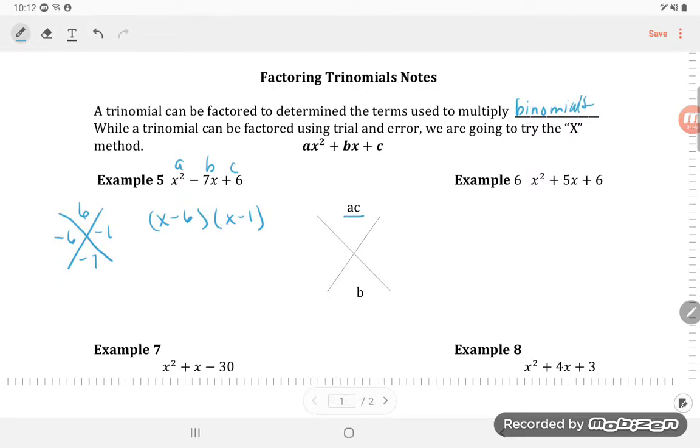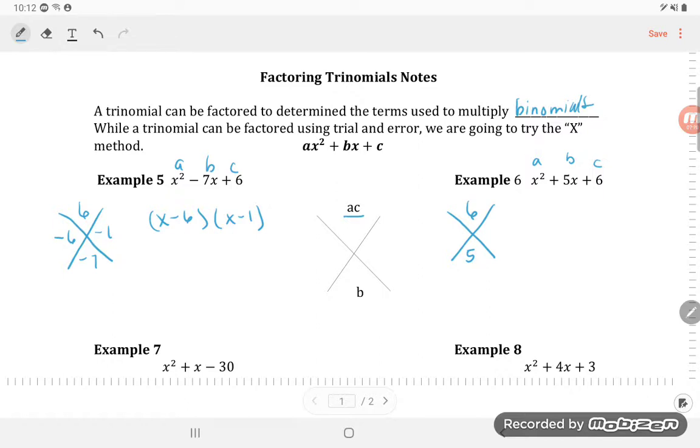For example 6, I have x squared plus 5x plus 6. I'm going to identify A, B, and C. Once I identify these, I'm going to draw an x. In the top of the x, if you remember, we have to write AC. A is an understood 1. C is a 6. So 6 times 1 is 6. In the bottom of the x, I have 5 because that's our B term.